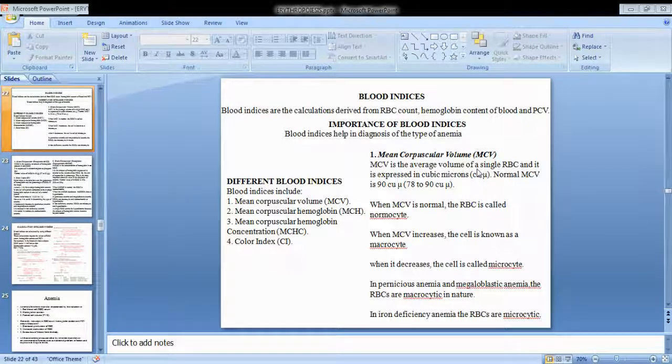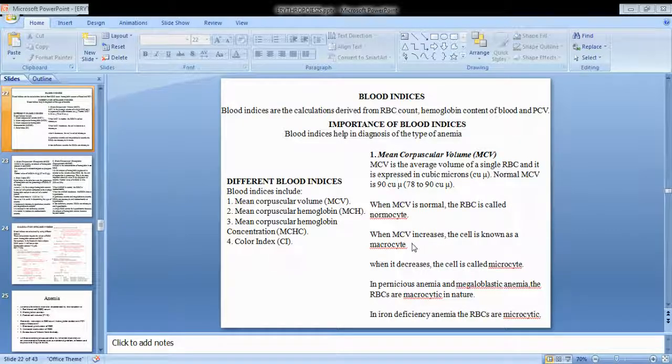It is the average volume of a single RBC. So you can determine the size, whether the RBC is smaller in size or bigger in size. Accordingly, if it is normal, it is called a normocyte.